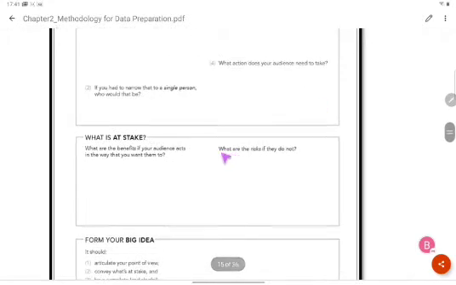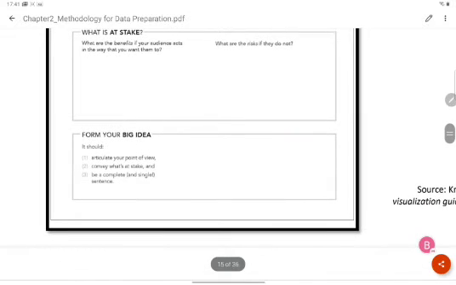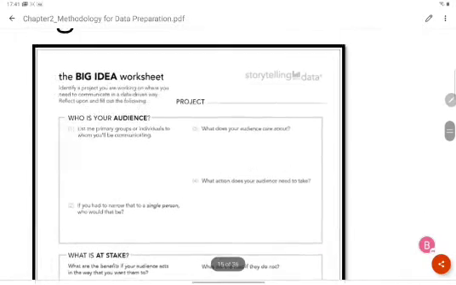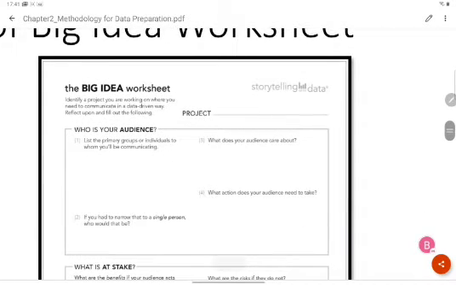And what is at stake? What are the benefits if your audience acts in the way that you want them to? What are the risks if they do not? Okay, your big idea should articulate your point of view, convey what is at stake, and be complete. And a single sentence, you must be sure it is a single sentence. That is the big idea. That's why it's big. It's an idea, a big idea, but in a complete sentence.